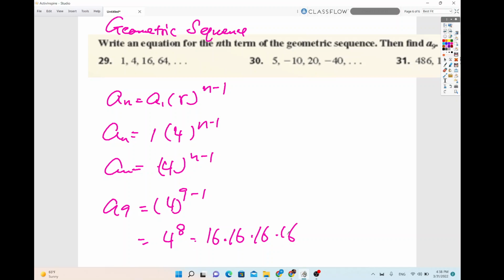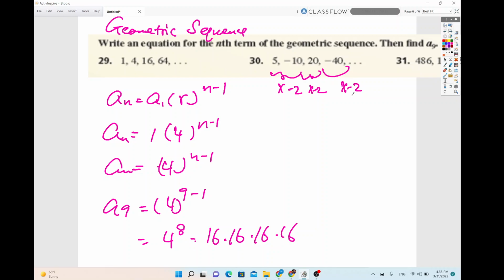And then the next one is quite similar. Also in that one we want to find a sub 9. So try to get the common ratio first. 5 times one number equals negative 10, so multiplied by negative 2. Negative 10 times negative 2 is 20. And from 20 to negative 40, again multiplied by negative 2. So what we found here is it's simply multiplied by negative 2.